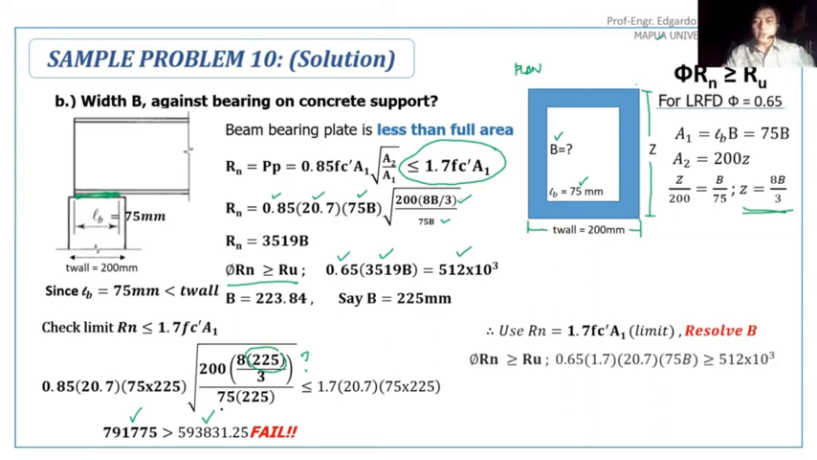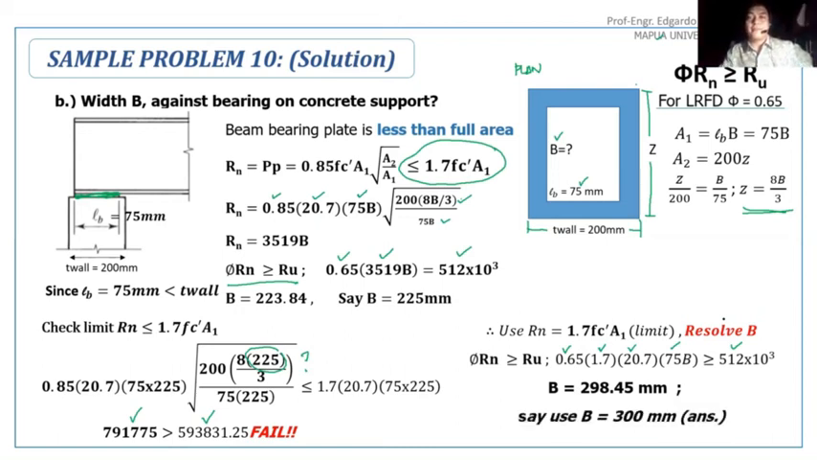Okay, so how do we do that? Again, LRFD conditions. So our equation is easier now, no? When it's the limit, you use the Rn limit as your Rn. So 0.65, that's the resistance factor. Then this is the limit, 1.7 FC prime A1. Your A1 is 75B. Then equate it with the R sub U. From there, we could easily solve for the B, 298. And round it up to multiples of 25, say we have 300. So this is the final width we need, 300 millimeters. Again, what was our length earlier? 75, right? Our length earlier was 75, and our width now is 300.